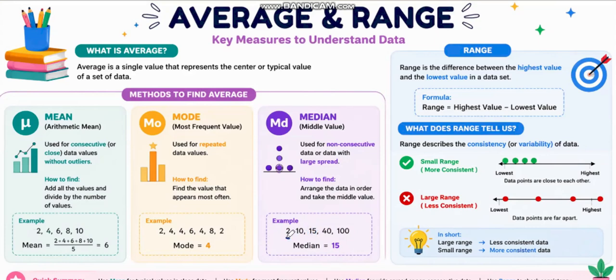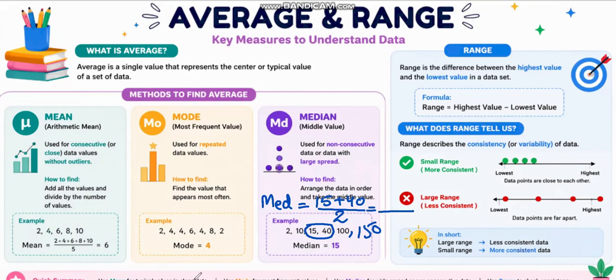But in the case of an even number of values, let's suppose I add one more number over here, like 150. In this case, there will be two middle values. Look, the middle values are 15 and 40. So for the median, we will find the mean of the two middle values: we add the two middle values and divide by 2 to get the median.